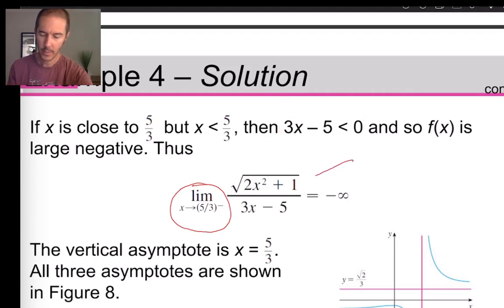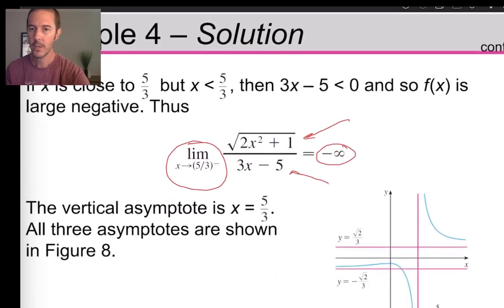The numerator, however, is still going to be a positive number, and so when we take that numerator, a positive number, and divide it by a little baby negative number, the result is going to be a really big negative number. We'll be heading off toward negative infinity.